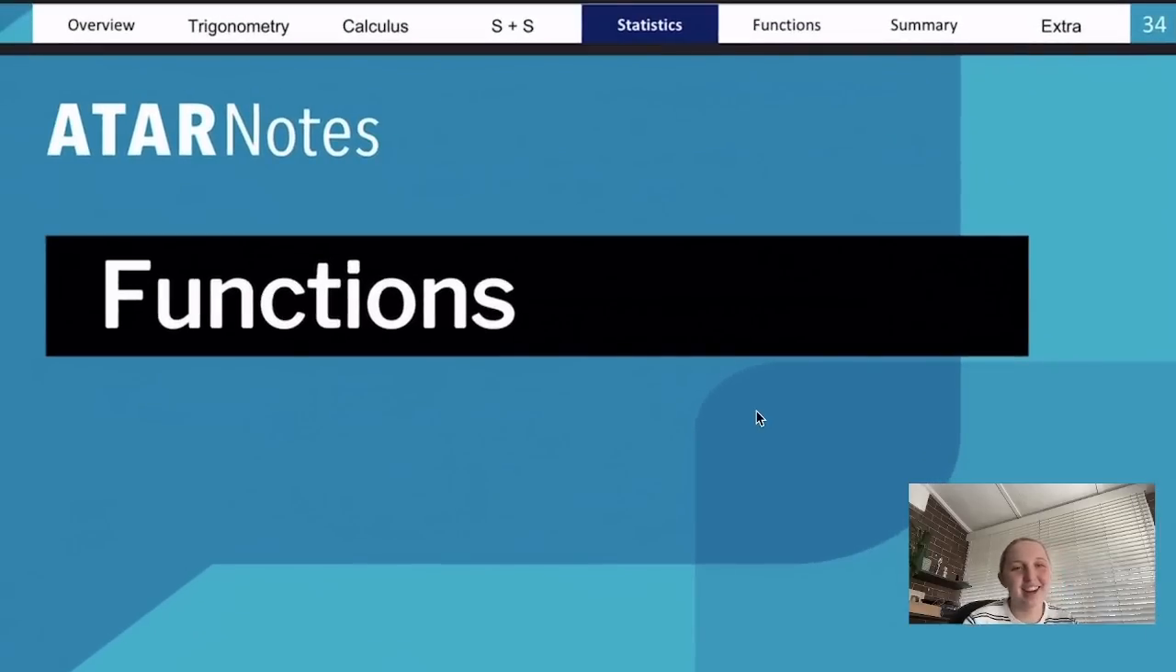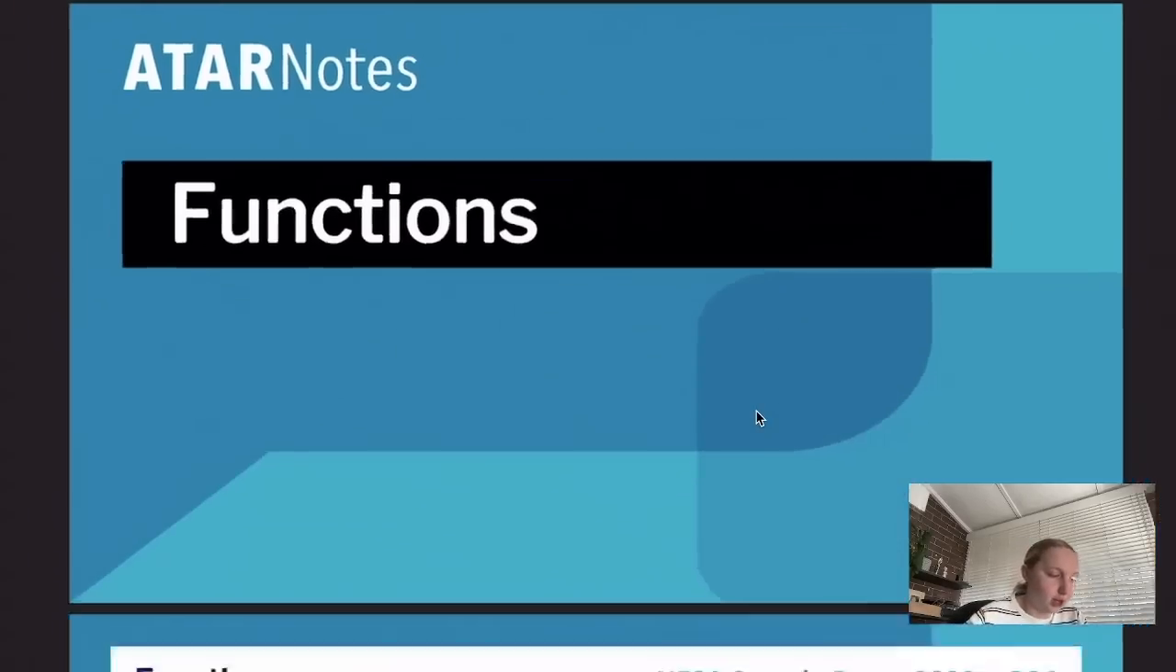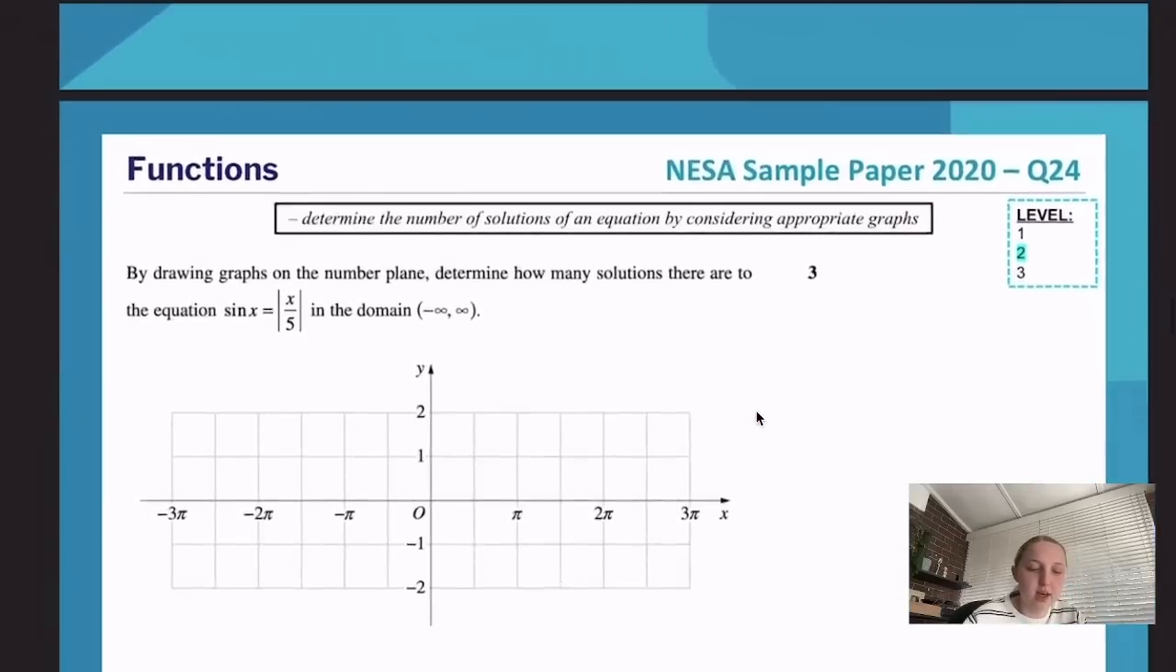So now our very final topic that we're all going to look at today is functions. I feel like functions has a bit of everything in it. It's quite a big topic, quite a broad topic. So definitely a lot to look at. So we'll just start, I guess.